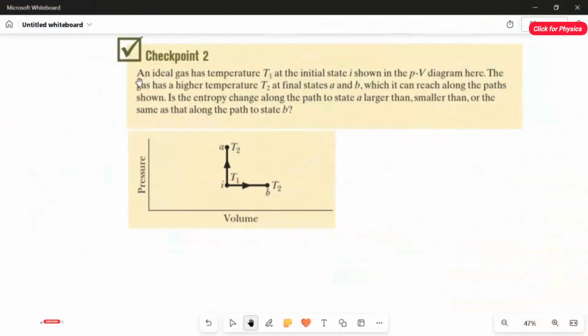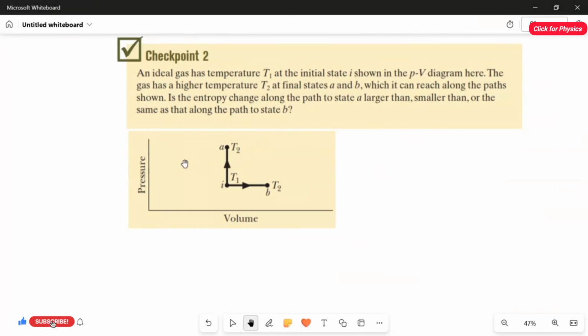Checkpoint 2. An ideal gas has temperature T1 at the initial state I as shown in the PV diagram here. The gas has the higher temperature T2 at final states both A and B, which it can reach along the path as shown in the figure. Is the entropy change along the path to state A larger than, smaller than, or the same as that along the path to state B?